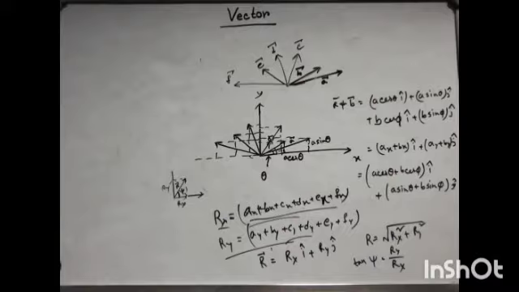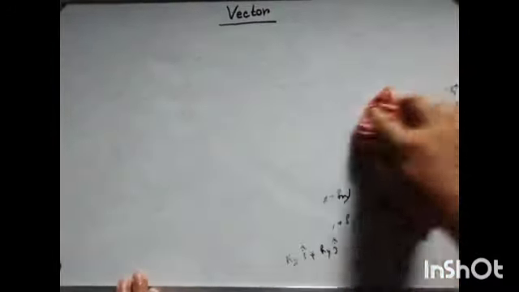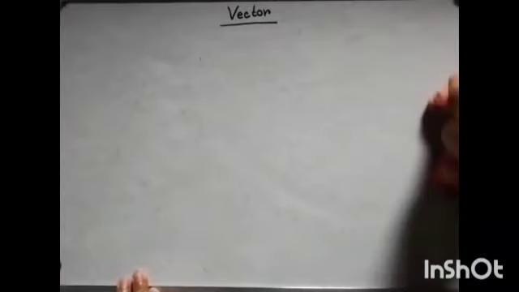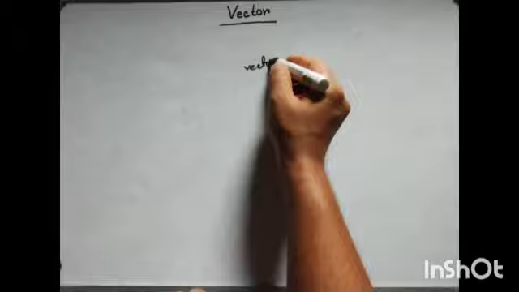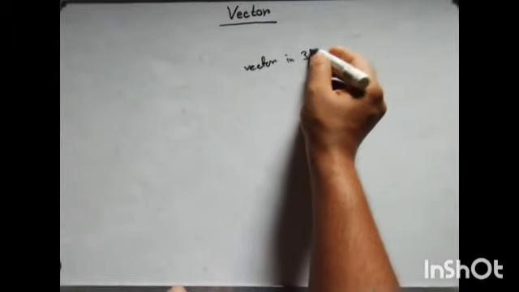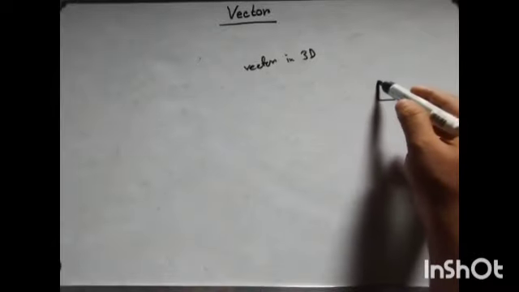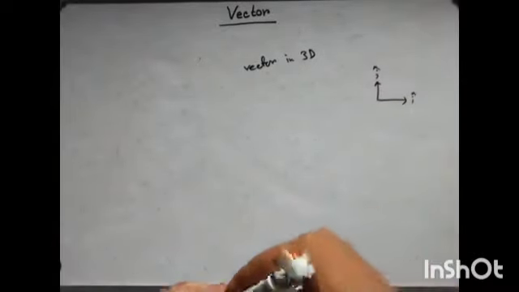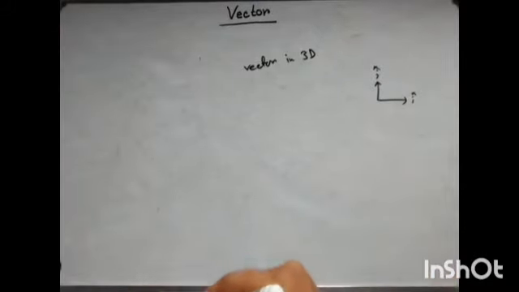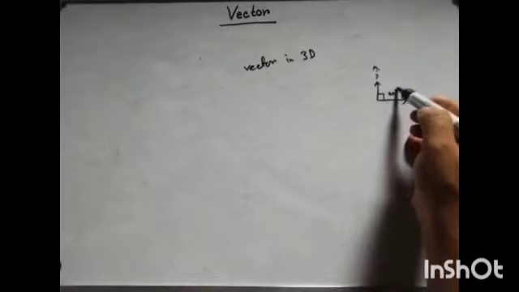Okay, now say what will be a vector in 3D? In 2 dimensions we have seen only i cap and j cap, that is x axis and y axis. But in 3D we'll see another axis, and these are always 90 degrees with each other.